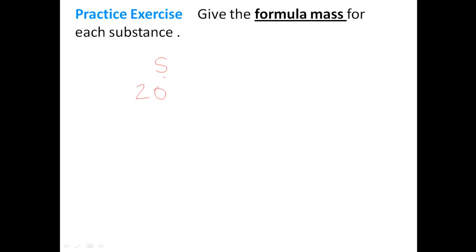So here we have sulfur. We know that 1 atom of sulfur has a formula mass of 32.07, and the units are AMU, which are atomic mass units. We have 2 oxygen atoms. Now, 1 oxygen atom has a mass of 16 AMU, right? But we have 2 oxygen atoms present, so we have to multiply this by 2, right?